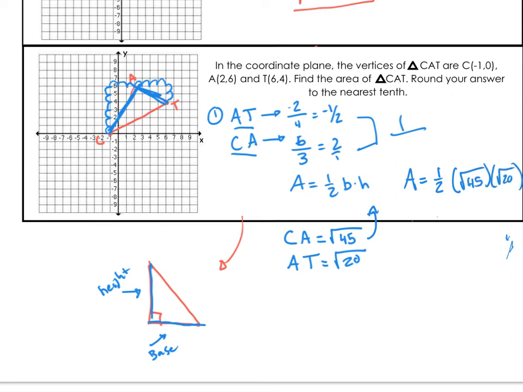So now we're going to actually just put this into the calculator. You can hear me using it. So we're going to do 1/2, that's 0.5 times the square root of 45 times the square root of 20. Close that parenthesis. Boom. And guess what? That actually worked out really nicely. That's just 15. Whoa. And I thought that was going to be an ugly number.